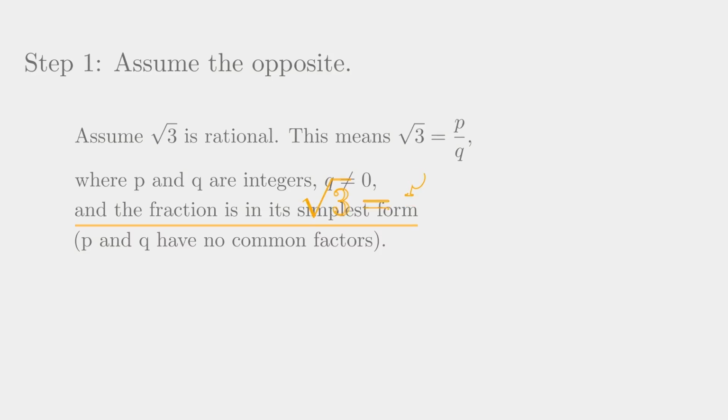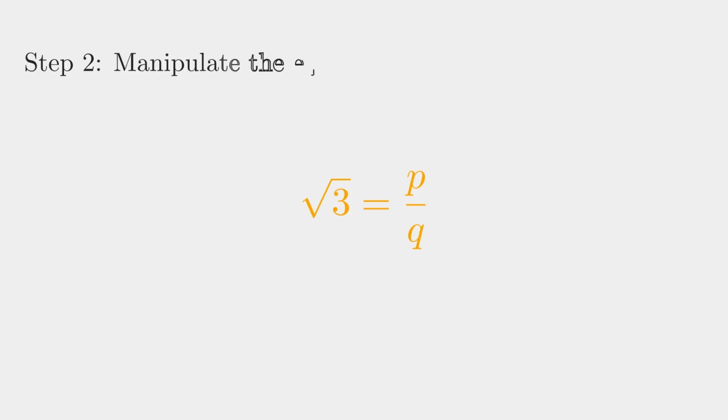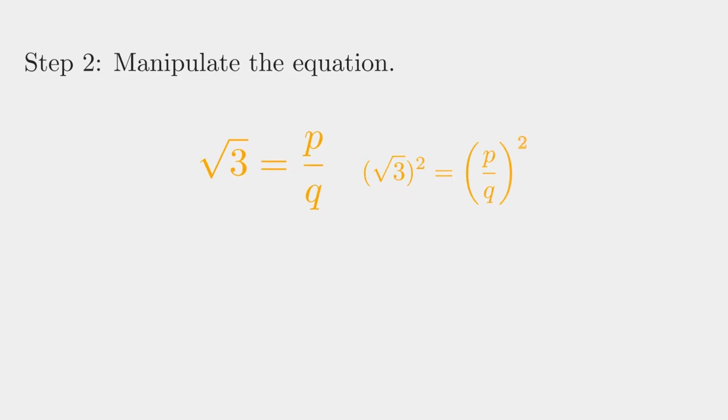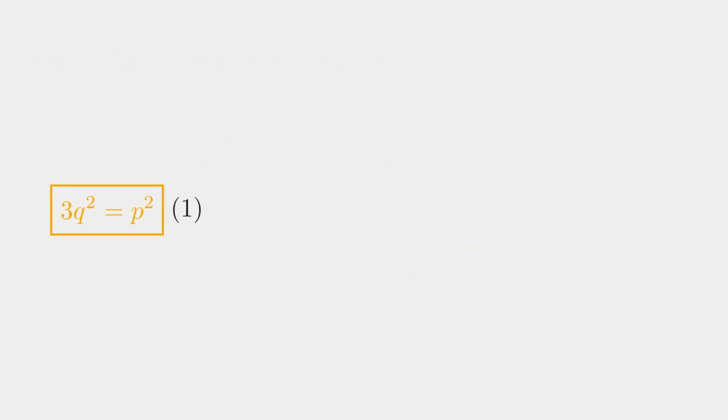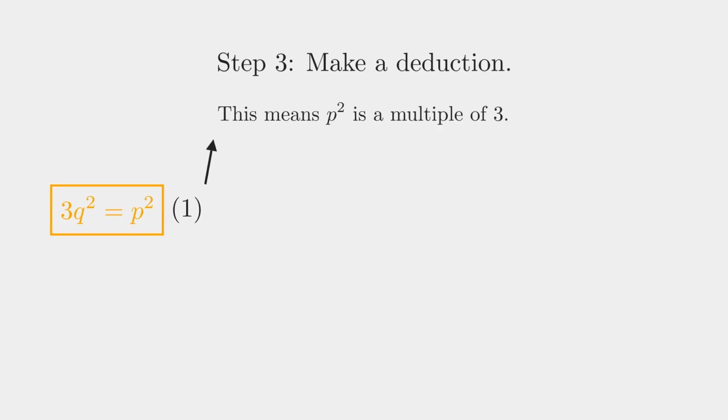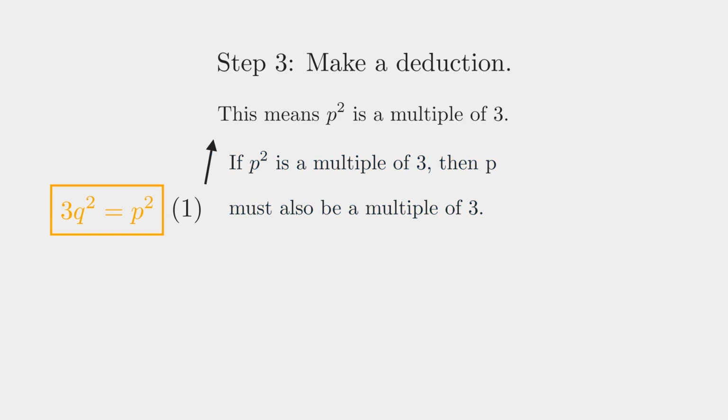This is the key assumption. Now, let's work with this equation. Squaring both sides, we get square root of 3 squared is equal to p over q all squared. This implies that p squared over q squared is equal to 3. Let's rearrange it. 3q squared is equal to p squared. Now this tells us that p squared is a multiple of 3. Now, a key number theory property states that if the square of an integer p squared is a multiple of 3, the integer itself must also be a multiple of 3. So we can write p as 3k for some integer k.